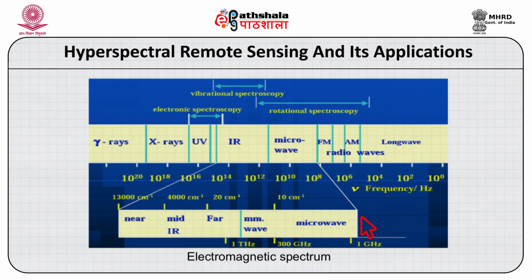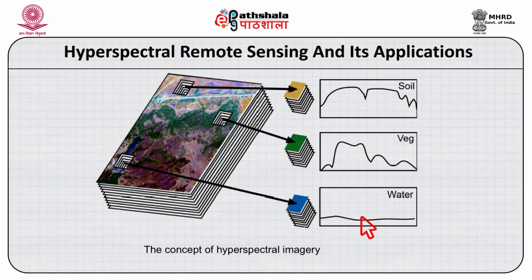Now, if we see figure 4, it shows the concept of hyperspectral imagery. There are three objects: soil, vegetation and water. If you see the brick-like thin slices, one above the other, this is a portion of a small particular surface of the earth, and that has been shown here.